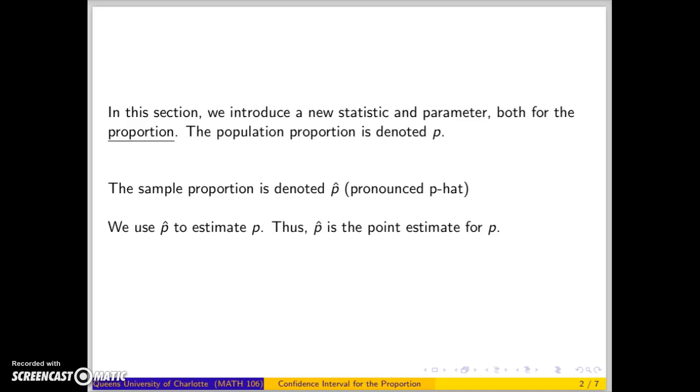So notation is important in this class, and we have x bar as the point estimate for mu, and s is the point estimate for sigma, and now we have p hat is the point estimate for p. So p hat is the sample proportion, and p is the population proportion. So again, p hat is the point estimate for p, and if you are asked for the point estimate for p, you will just give p hat.